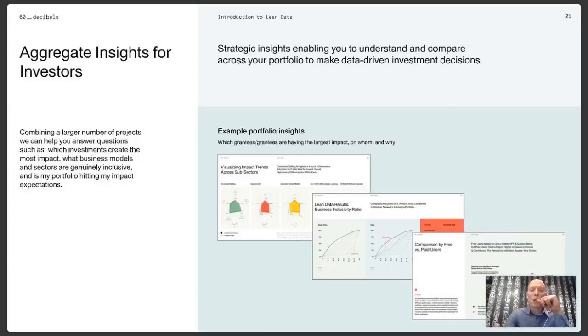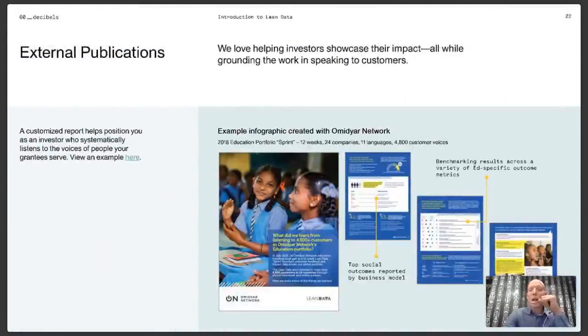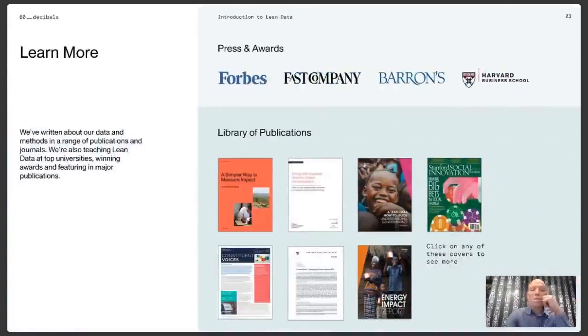And we find more often than not that that comparison is really powerful for folks in terms of learning new things that they didn't understand about the investments that they're making. And then obviously we do some external work as well, and we'll share some of these links later, but this is an example of a piece of work that we've done with Omidyar. I show this just to show that even though we're getting really detailed customer data, it still is important to be able to communicate that all up in a really simple and boiled down way, and that's one of the things that we're trying to make easier for folks.